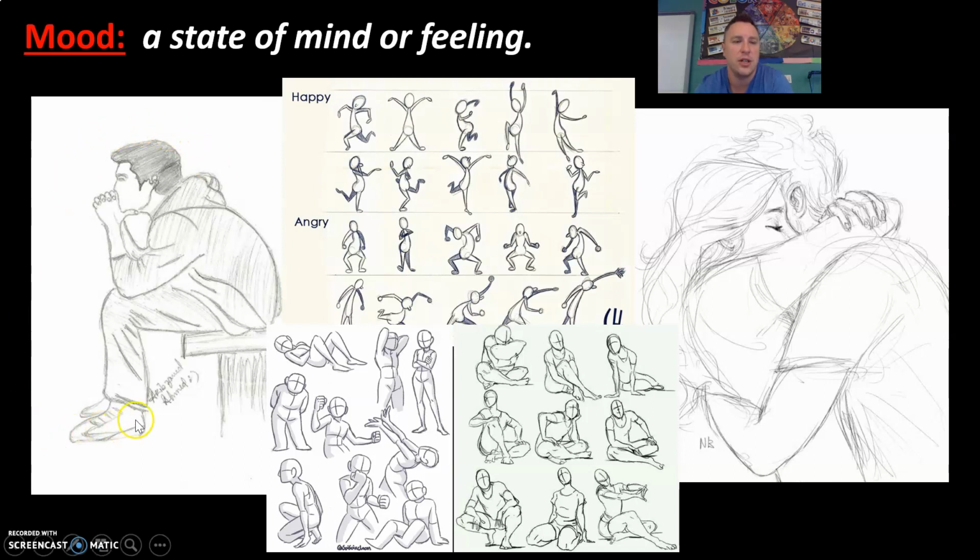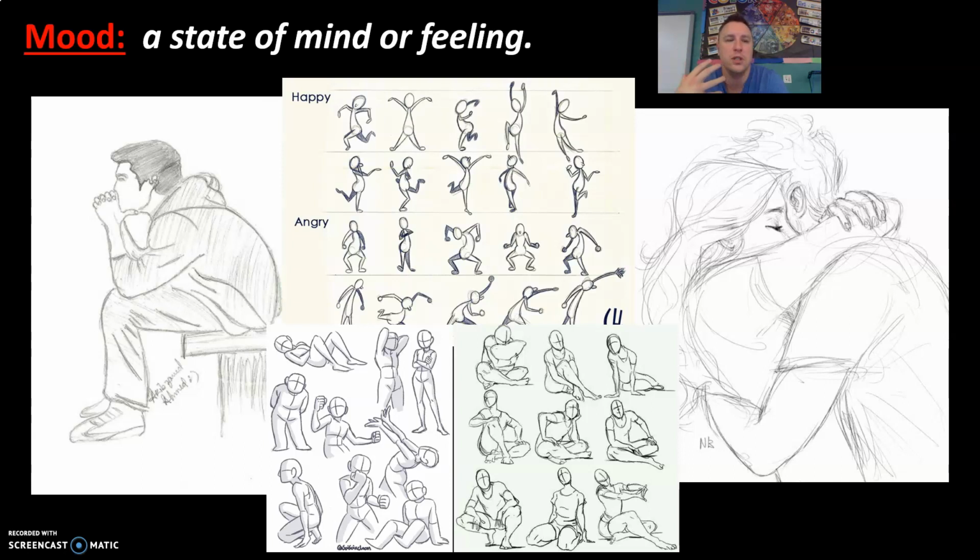Just like this figure here is sitting on a bench with his face in his hands as if he's thinking or really trying to figure out something. It is a much more serious pose, where over here you have more of a loving pose or embrace, where you have two figures hugging each other closely to represent affection.